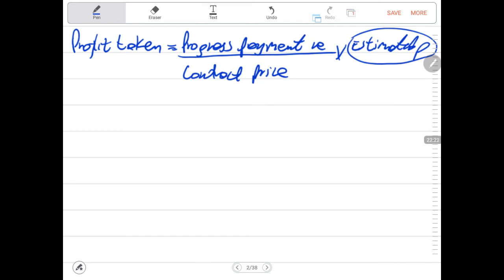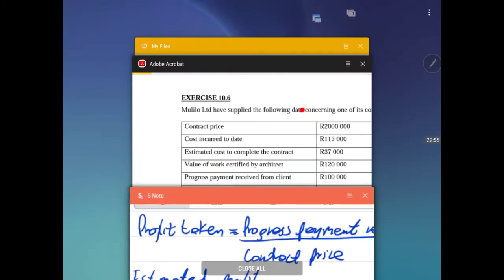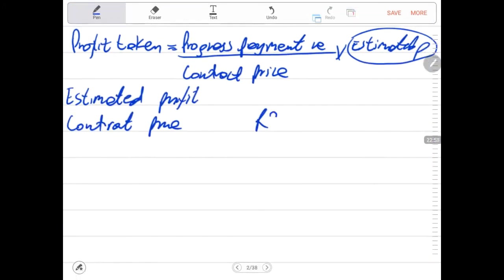Now, how to calculate estimated profit? It is the contract price minus the total estimated cost. So we're calculating estimated profit. Estimated profit equals contract price. The contract price, I think it was 200,000 rands. Yes, this is the first one. Contract price is 200,000 rands.